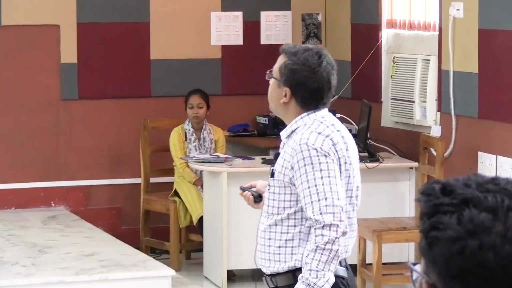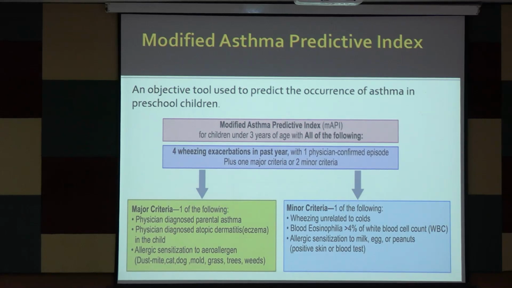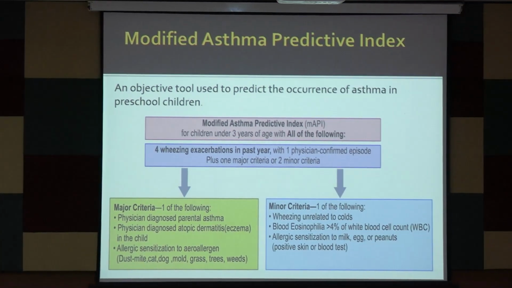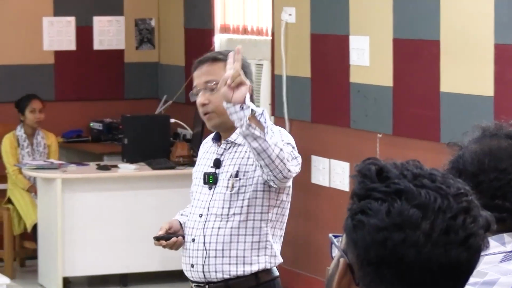What is the index? It is used for children below 3 years of age with all of the following: the child is coming with more than 3, that is 4 episodes of wheeze in a calendar year, and there should be one major criterion or 2 minor criteria.